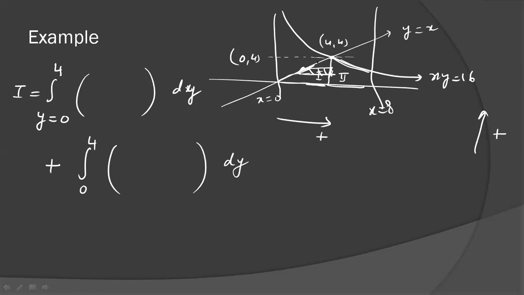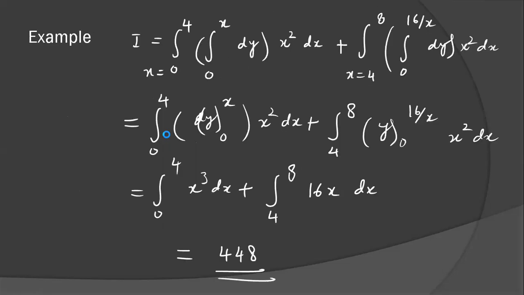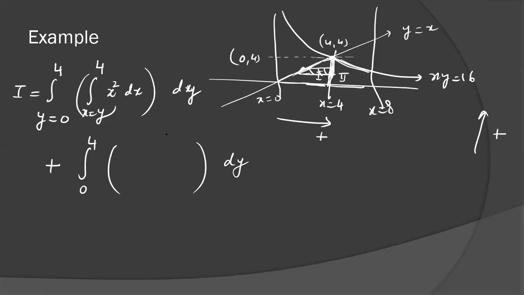Where is the tail of the strip? We will take the value of x from here, because the y limit is always taken and now x will be in the form of a variable. So tail is x equal to y. And head is this line. What is this line? You can see this is the x equal to 4 line. So this is x from y to 4, x square dx. X square is given in the question.